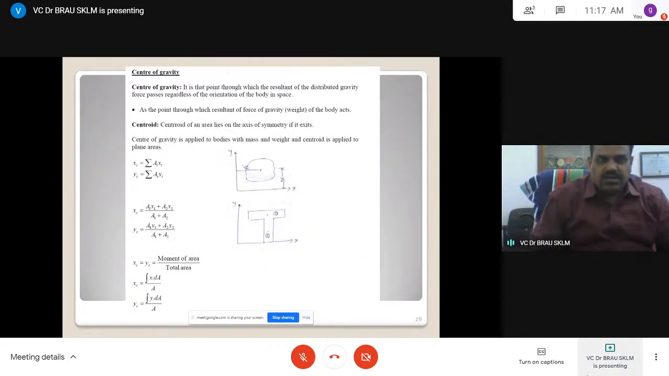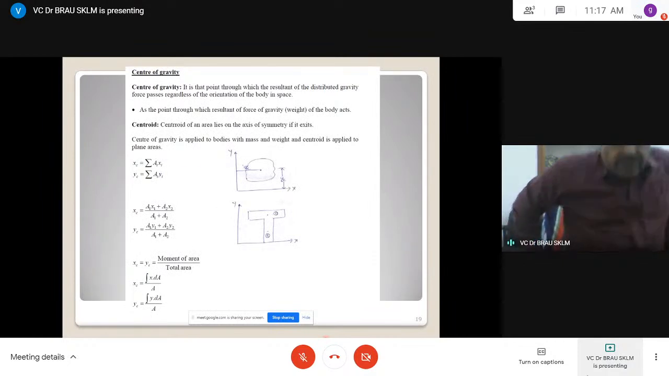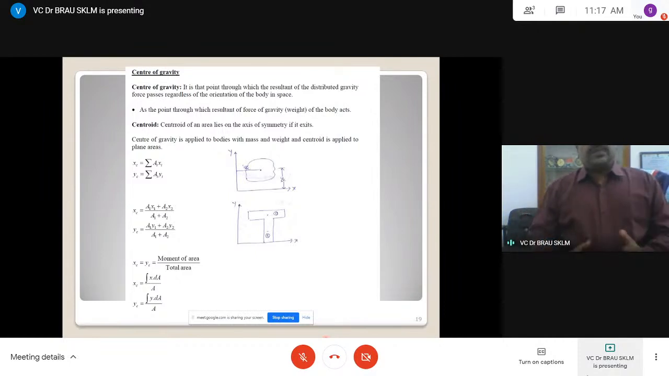Okay, so now let us go to the third concept which we have. See what we have covered till now: method of moments, the parallel force. Because for the center of gravity concept also, we are using the same philosophy, we are extending it. Centroid or center of gravity. Center of gravity is a point through which the resultant of the distributed gravity forces passes, regardless of the orientation of the body.